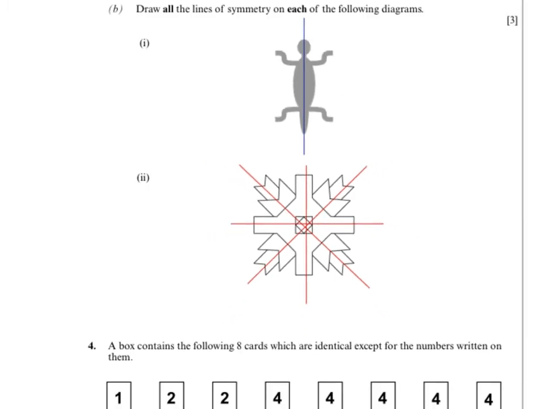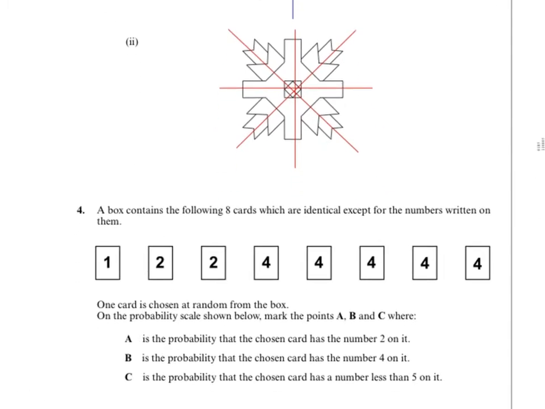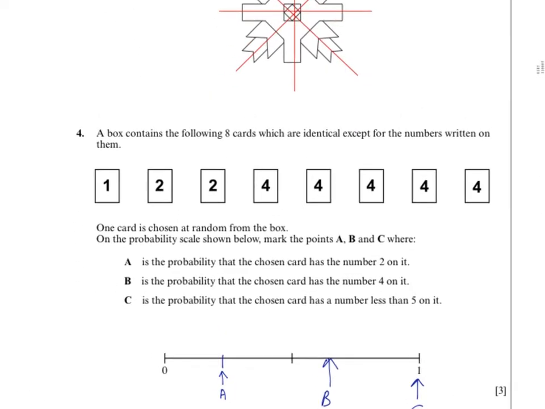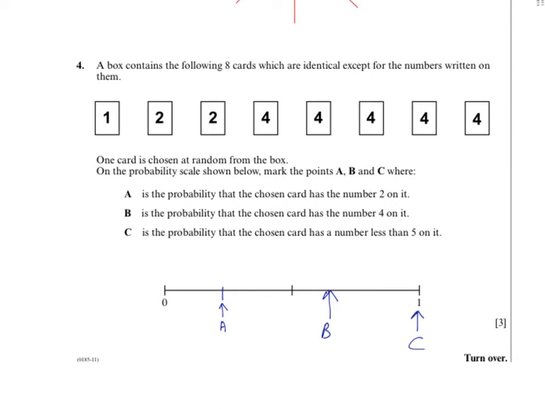Okay? The other one, probability scale, hopefully we're quite familiar with. It says the probability that the card chosen has a 2 on it. How many 2s have we got here? 1, 2. 2 out of 8, which is a quarter. Now here, this is 0, this is 1.